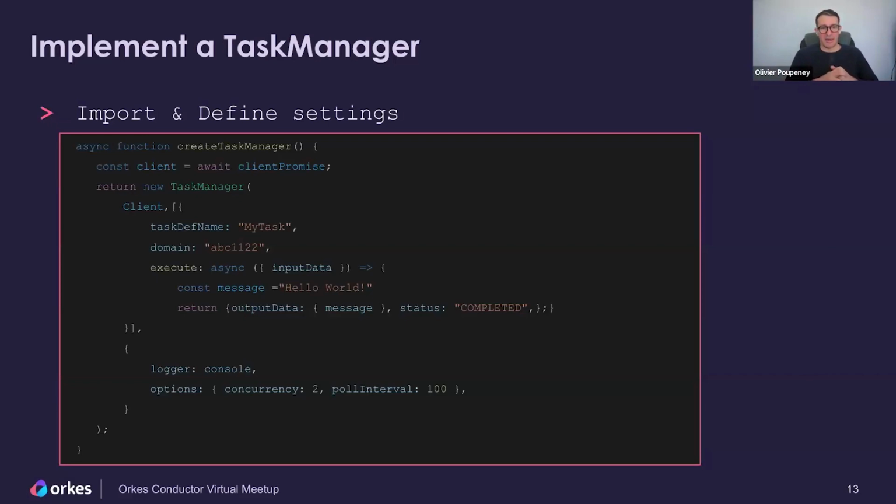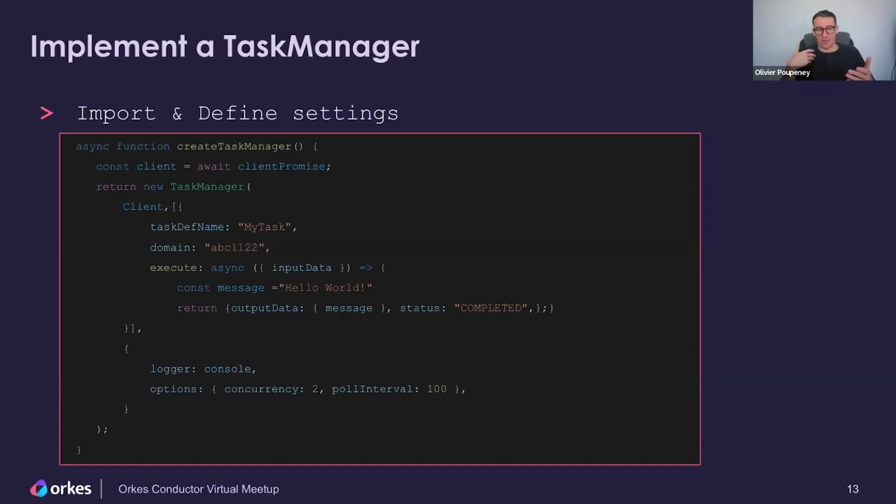And the execution of that worker will be with an execute method that will get some input data that will be sent by the Conductor server. And here you can do whatever you want. So for the sake of the demo, what I do here is create a message value, hello world, and I return this message as output data. And I give the status of my task. So I can have a worker that is pretty quick.